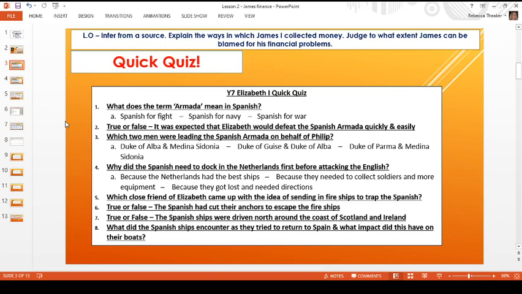Question 6, true or false? The Spanish had cut their anchors to escape the fire ships. Question 7, true or false? The Spanish ships were driven north around the coast of Scotland and Ireland.